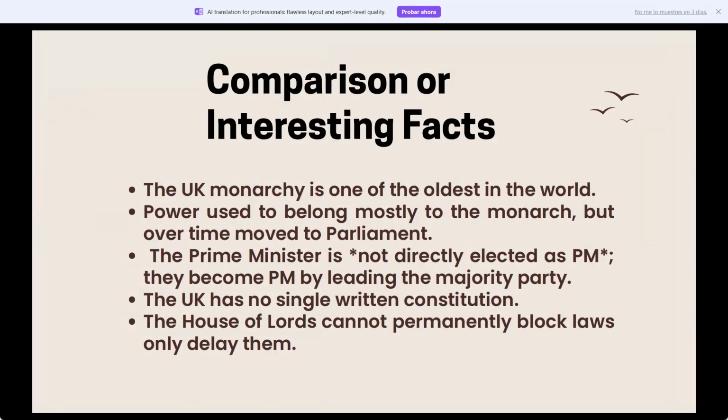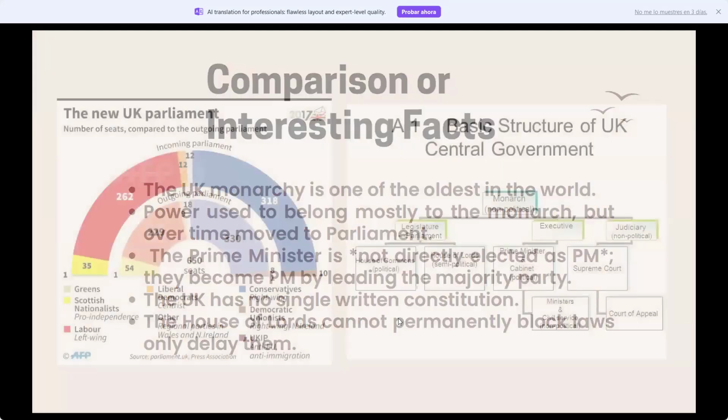Now, comparison or interesting facts. The United Kingdom monarchy is one of the oldest monarchies in the world. The power used to belong mostly to the monarch, but over time moved to the parliament. The prime minister is not directly elected as prime minister. They become prime minister by leading the majority party. The United Kingdom has no single written constitution. And the last one is that the House of Lords cannot permanently block laws, only delay them.